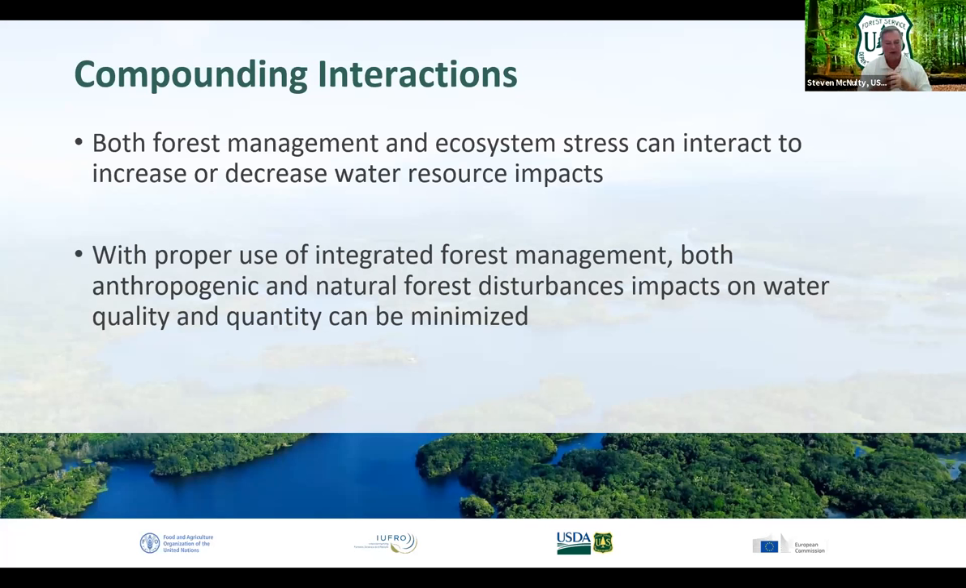And also, with the proper use of integrated forest management, impacts from both anthropogenic climate change, for example, and natural forest disturbances can be minimized in regard to quality and quantity if we address both of these simultaneously.